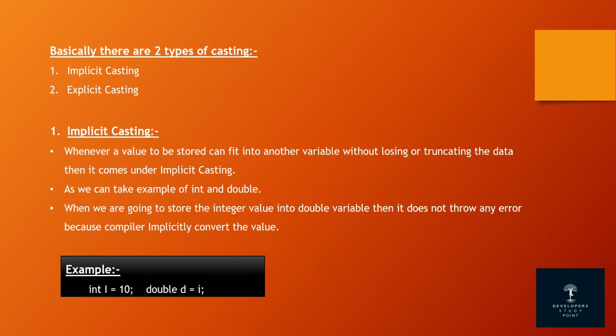Now moving on to implicit casting. Implicit casting means whenever a value can be stored to fit into another variable without losing or truncating the data, it comes under implicit casting. Take the example of an integer and a double. Whenever we store an integer value into a double variable, it doesn't throw any error, because the compiler implicitly converts the value.